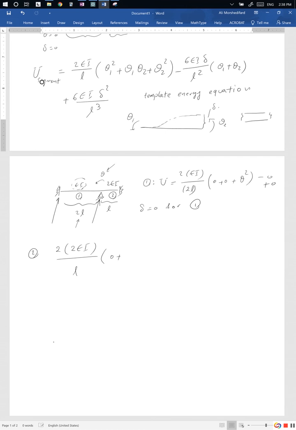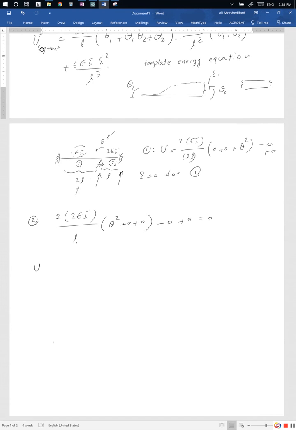Times 0 plus, oh sorry, theta 1 is now theta squared plus 0 plus 0, right? Minus, again, if I look at the left and right side of the segment, so this is the left side, this is the right side, I don't have any differential delta, so the contribution of these deltas to energy are 0, right? So I have U1, I have to sum it with U2, and I get the total energy of the structure.